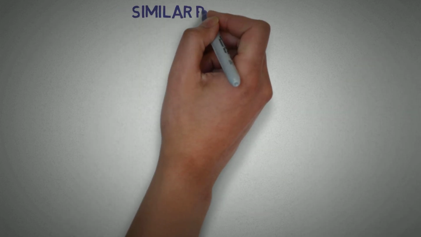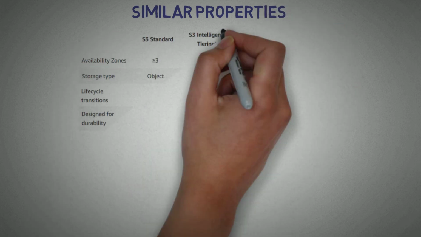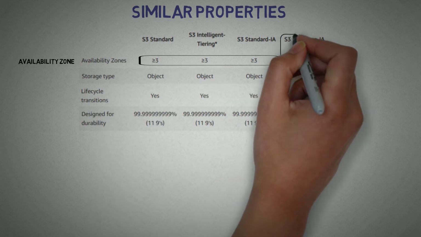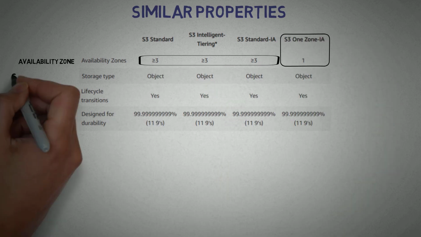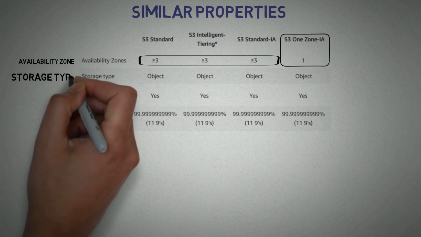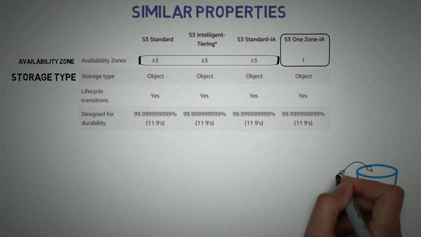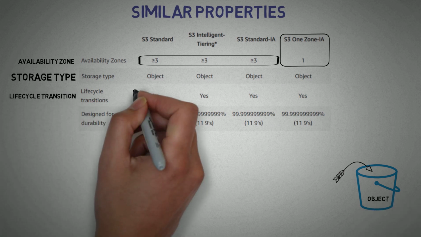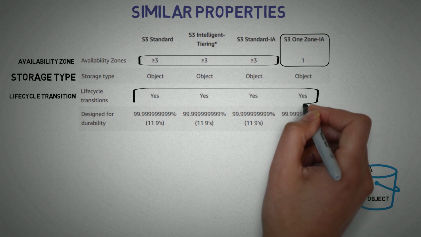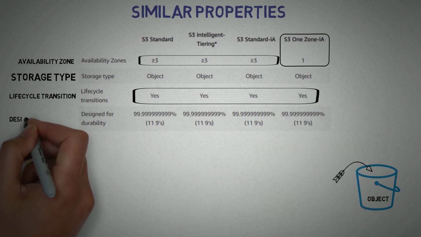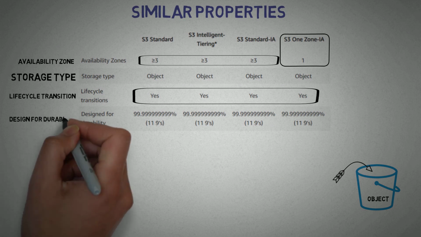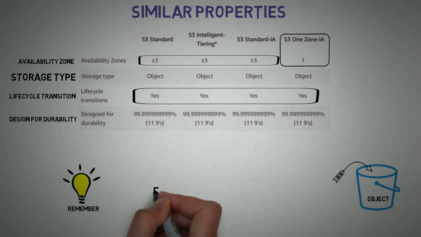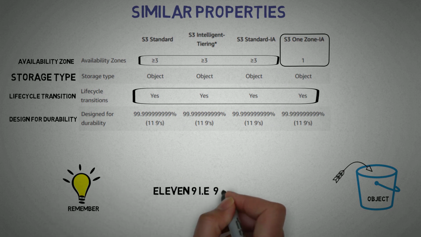Along with this, each storage class has similar properties, that is availability zones, which is 3. That means each bucket keeps a copy of uploaded data on 3 availability zones except One Zone Infrequent Access. The next one is storage type. That means that the data you upload will be treated as an object, which we discussed previously. Life cycle transition. That means if the life cycle transition property is available with this storage type, then the answer is yes. And lastly, design for durability. Just remember that each and every bucket has the durability of 11 nines. That is 99.999999999%.